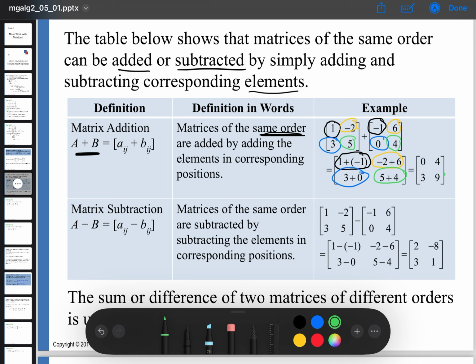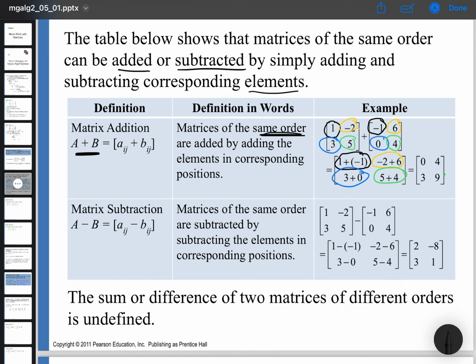All right. So when they say add or subtract matrices, first make sure they're of the same order. That's important. And then you're just adding elements in the same position. Same exact thing goes with subtraction, right? So now I see, okay, I'm subtracting. So I would do 1 minus -1 to get me 2, and so on and so forth. The sum or difference of two matrices of different orders, so this is crucial, is undefined. I cannot add or subtract two matrices if they have different numbers of rows and columns. So as long as they're a 2 by 3 and a 2 by 3, great, add them. But if they're a 2 by 3 and a 3 by 2, nope, cannot do that.